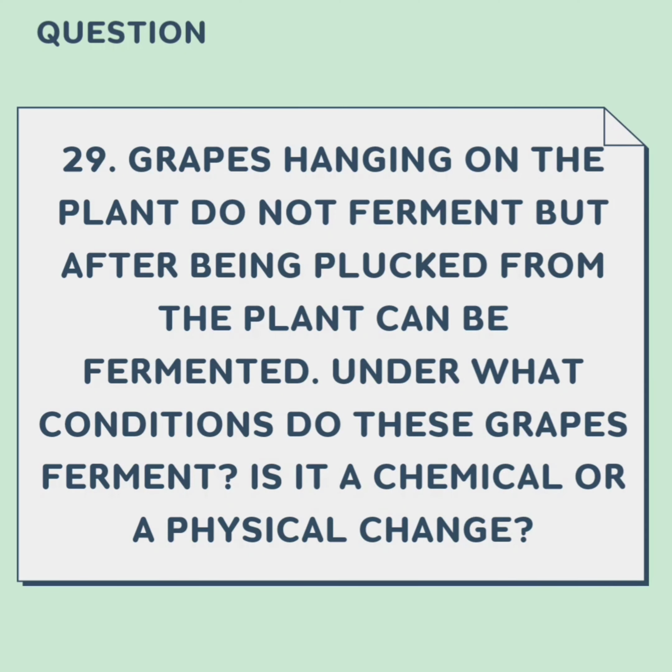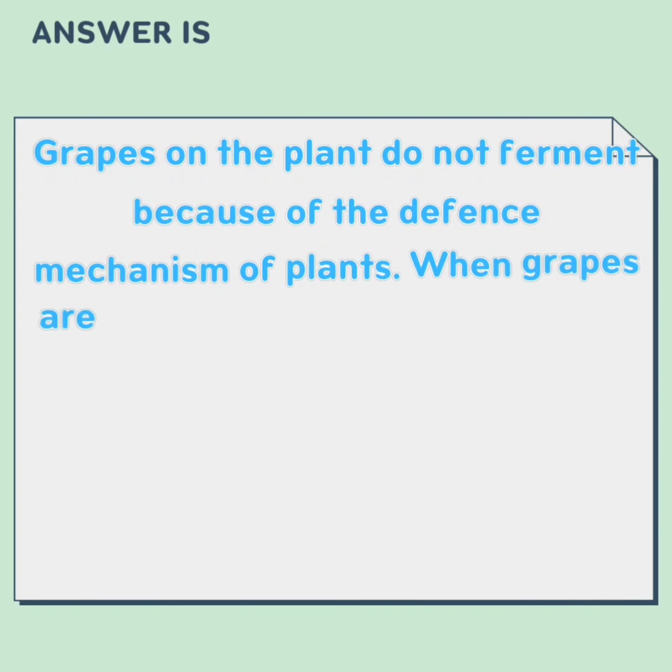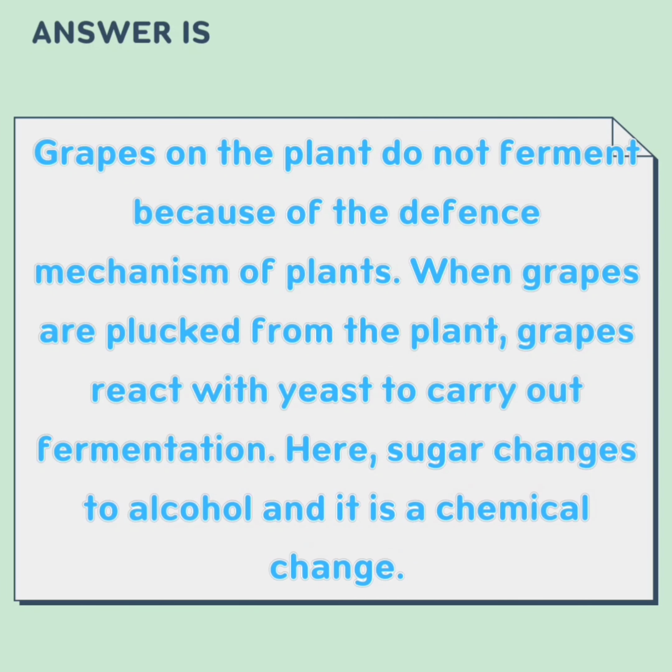29. Grapes hanging on the plant do not ferment but after being plucked from the plant can be fermented. Under what conditions do these grapes ferment? Is it a chemical or a physical change? Answer. Grapes on the plant do not ferment because of the defense mechanism of plants. When grapes are plucked from the plant, grapes react with yeast to carry out fermentation. Here, sugar changes to alcohol and it is a chemical change.